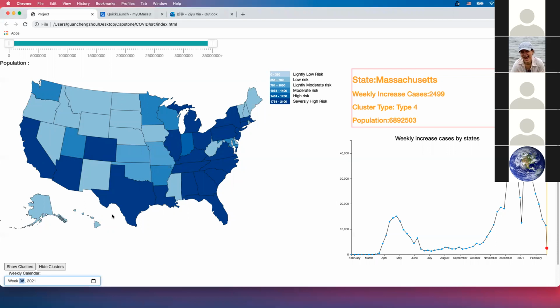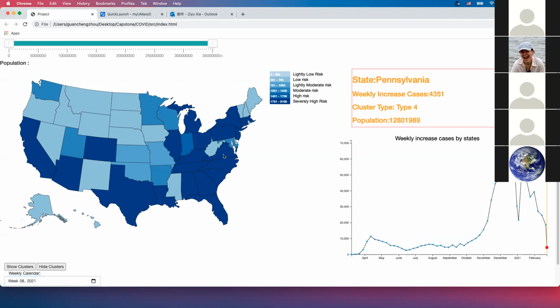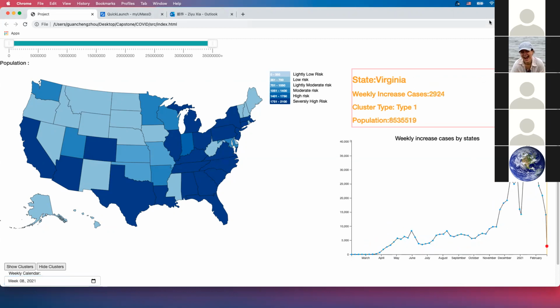When using the mouse, click on the state, like this. It will show the weekly increase cases of its state in the line chart with black lines and blue dots. The red dot means the data point of the chosen week. The orange vertical line helps to locate the week on the x-axis.